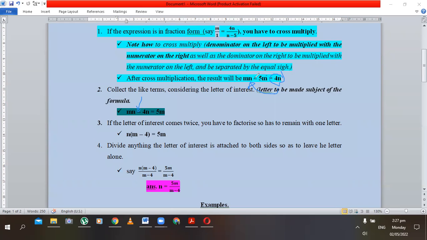Thereby, this 5m here does not contain the letter of interest, it doesn't contain n. So what do we do? We take it to the other side. It is negative, that's why it has become positive right over here. I hope we understand it.